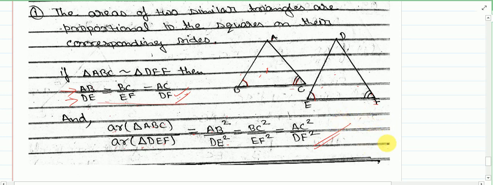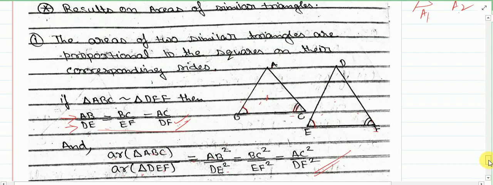We will see a few questions on this. And this is all for today. You will copy these things in your exercise copy.